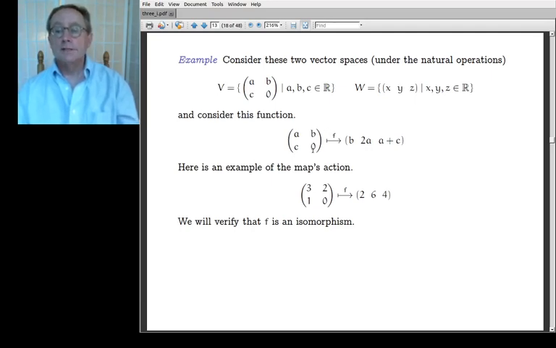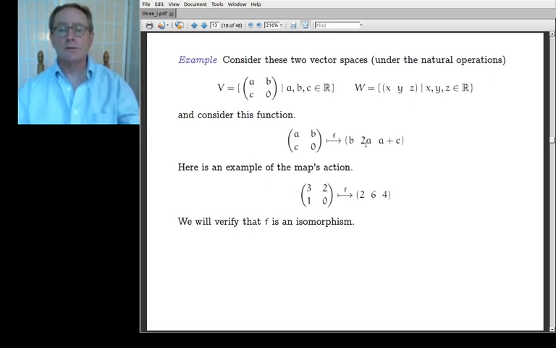A, B, C, 0 is associated with, well, you take the upper right and you put it first. You take the upper left and you double it and put it second. And why do you do this? It's just an example. Don't get too excited about why you do this. I just want to show this is an isomorphism.